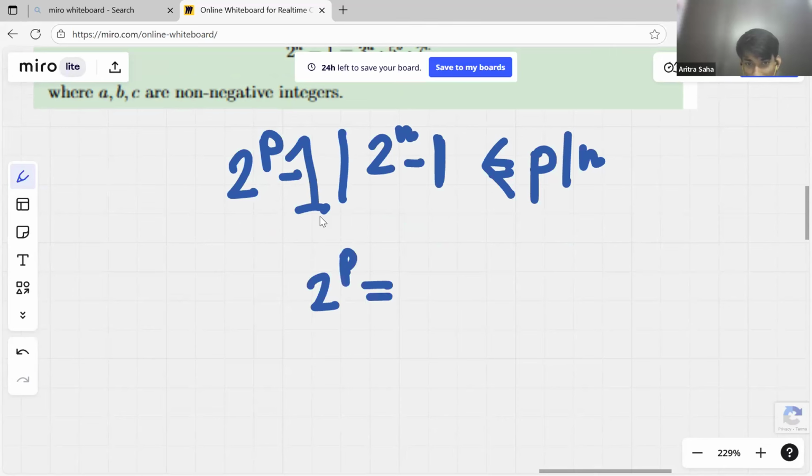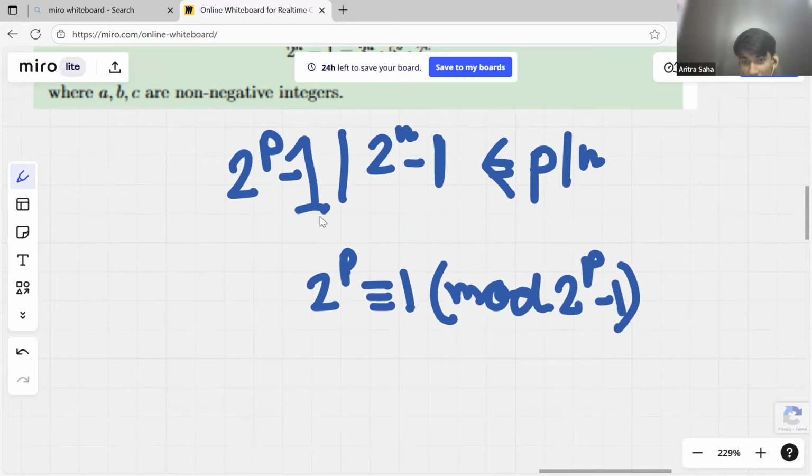So 2 to the power p is 1 mod 2 to the power p minus 1. If you do k here, say pk is n, this will also be 1. So 2 to the power n is 1 mod 2 to the power p minus 1. So 2 to the power n minus 1 is divisible by 2 to the power p minus 1.